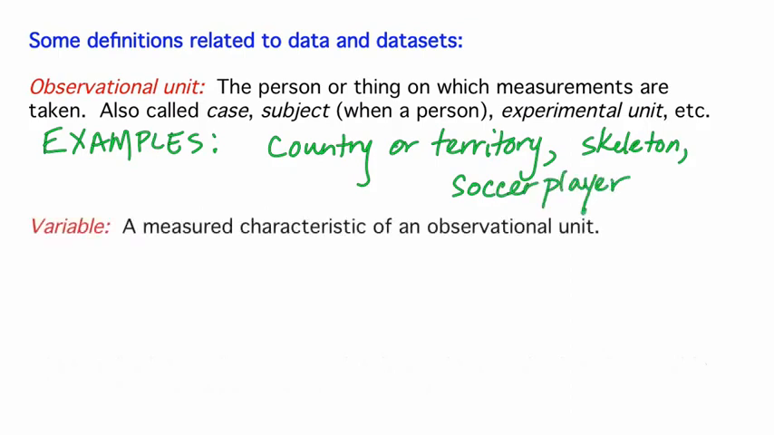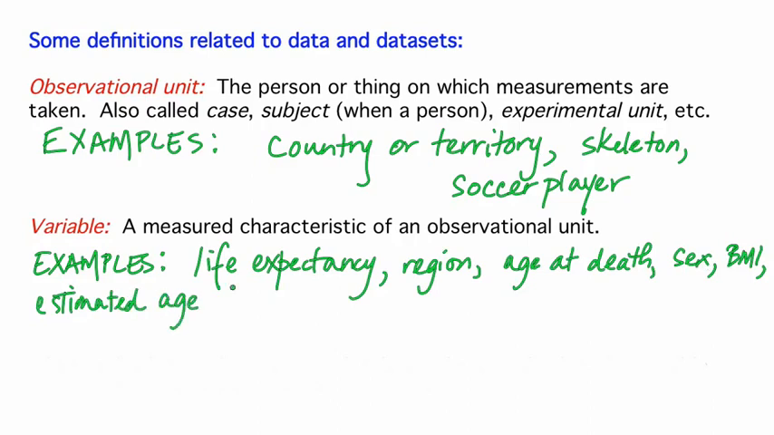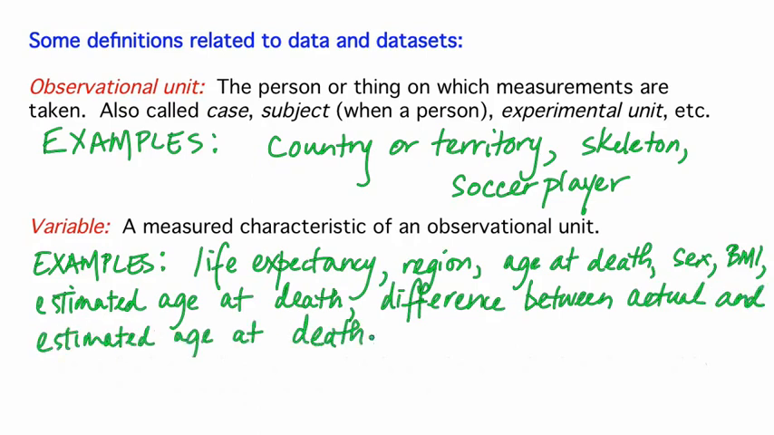When we talk about a variable, we're talking about a characteristic that we've measured on an observational unit. In our life expectancy data, this includes, of course, life expectancy as well as region of the world. In our anthropological data, variables include age at death, sex, BMI, the estimated age at death, the difference between the actual and estimated age at death, which is an example of a variable calculated from other variables, and the salary of our soccer players.